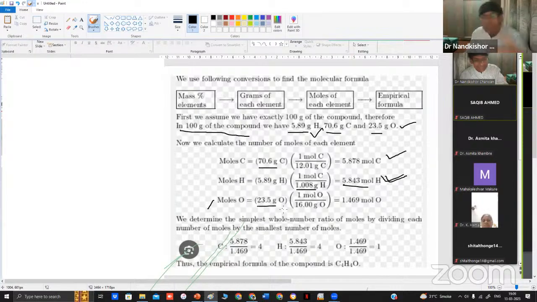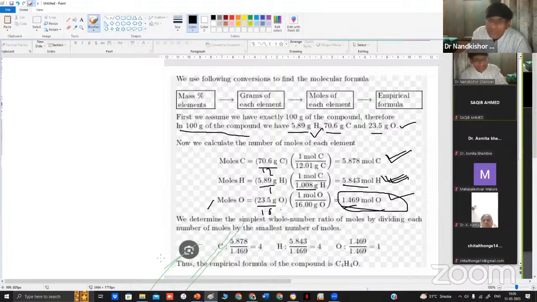Oxygen atomic mass is 16. So 23.5 divided by 16. So it is simply this divided by 16, this divided by 1, this divided by 12. So that number is this. Whatever numbers of millimoles or moles you got here, take the lowest number. Then you have to divide all three numbers by the lowest number.